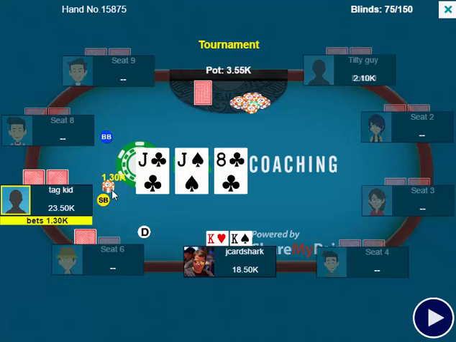So anyway, flop comes Jack, Jack, 8, 2 clubs. We have no club. Our opponent bets 1,300 into the 3,500 pot.